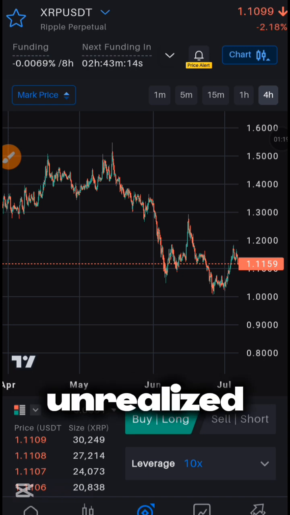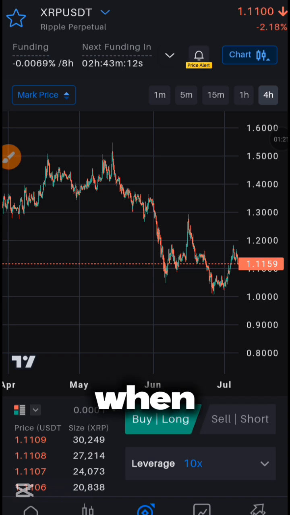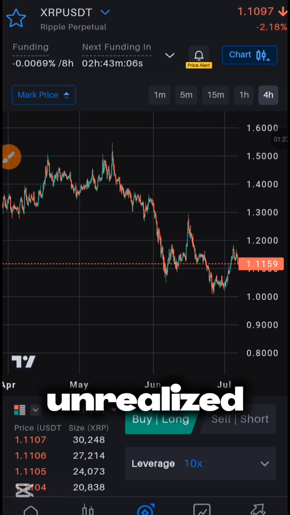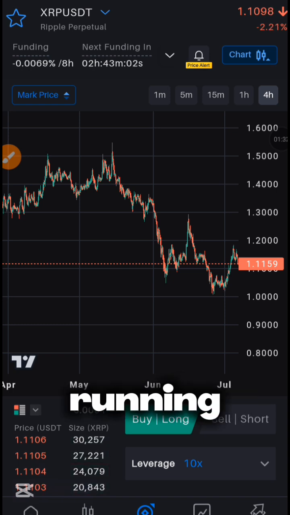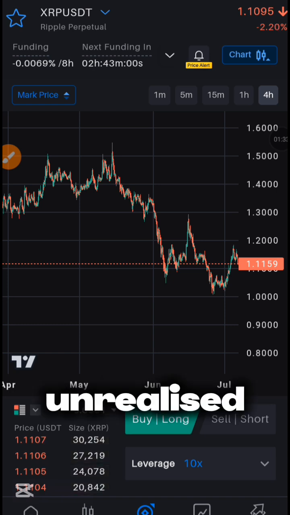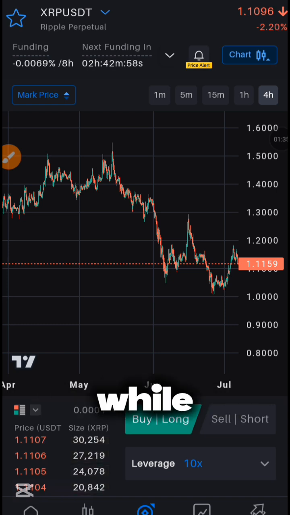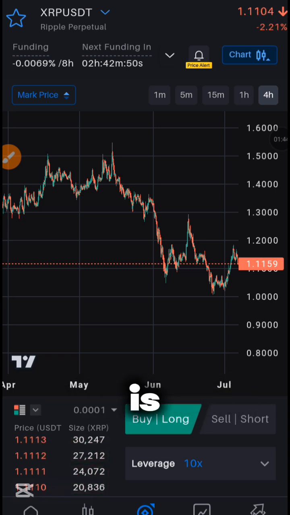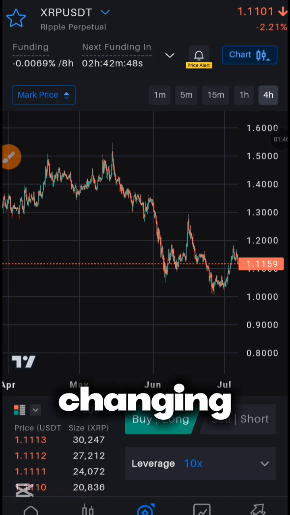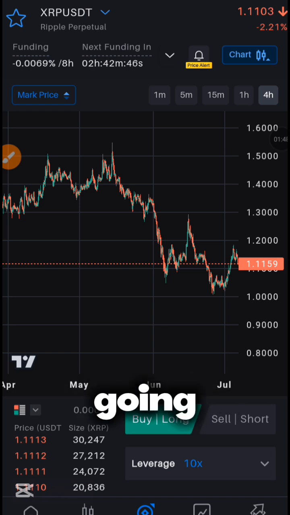Now, unrealized P&L is when your trade is still open. When your trade is still open and running in profit, that is an unrealized profit. Or when your trade is open and running in loss, that is an unrealized loss. So while your trade is running, your P&L is constantly changing. It's going up and it's going down.